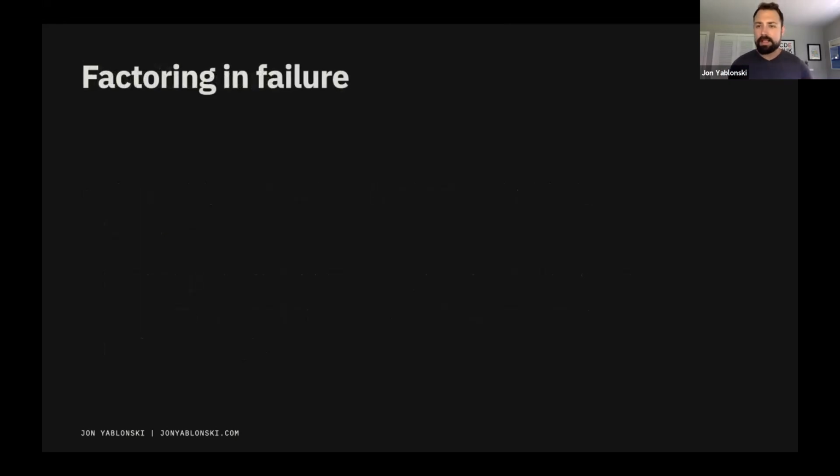Okay, so how can we mitigate these risks? How can we mitigate the probability that these biases will influence our design decisions? Well, the first thing we can do is factor in failure. And tactically, what that means is do things like consider where things could potentially go wrong.